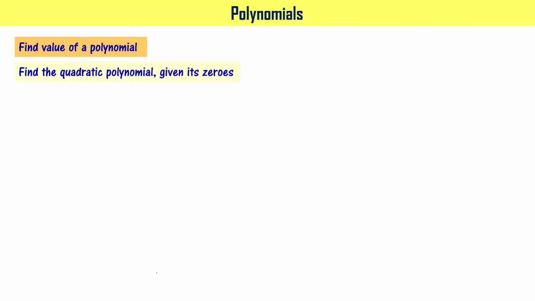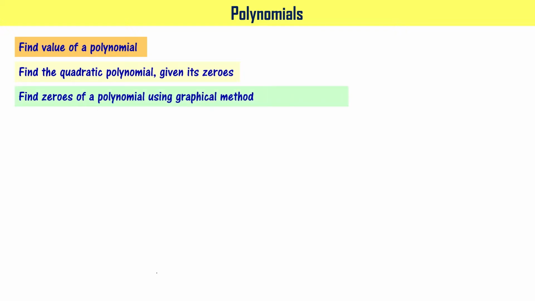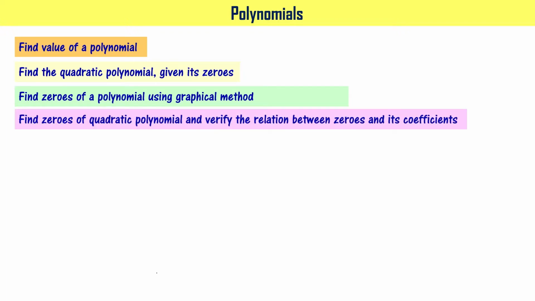Polynomials is an important chapter for your final exam. Based on my analysis of old question papers, I am going to list a few important topics from this chapter now. That include: find the value of a polynomial, find the quadratic polynomial given its zeros, find the zeros of a quadratic polynomial using graphical method, find the zeros of a quadratic polynomial and verify the relation between its zeros and the coefficients, and polynomial division problem.